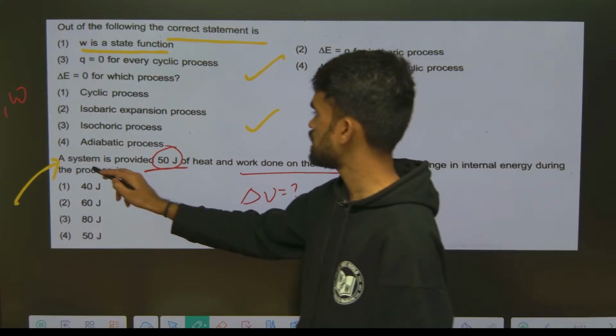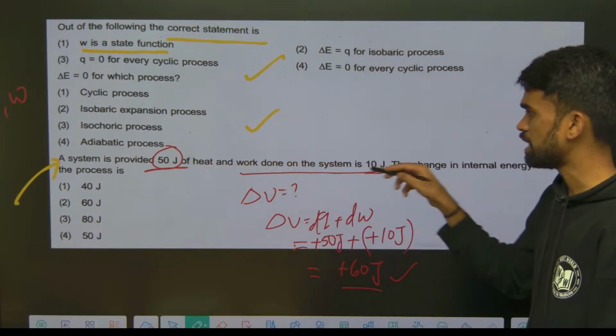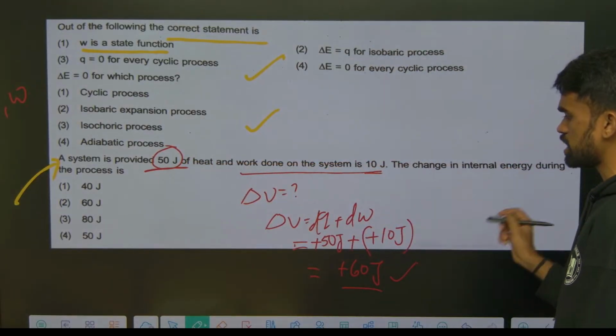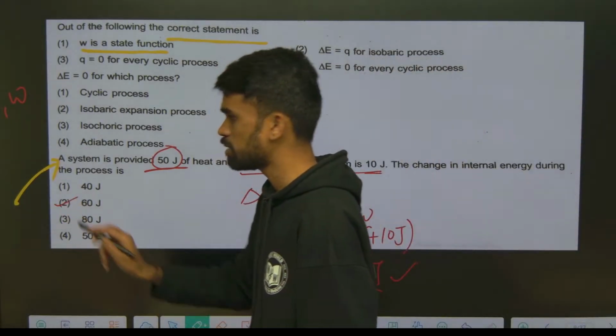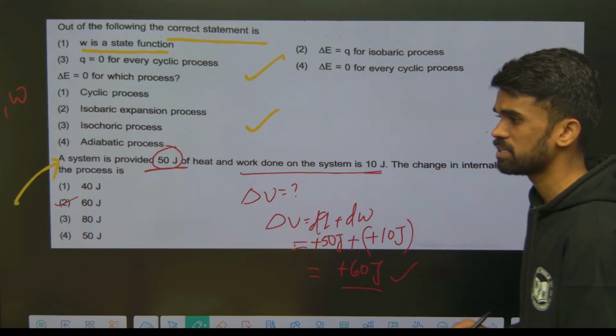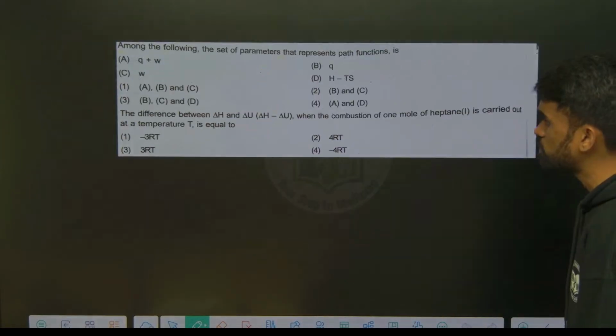So this will be your answer. A system is provided with 50 joules of heat and 10 joules of work is done on the system, so the change in internal energy will be plus 60. So option number 2 will be the perfect answer for this question. Hope it is also clear, right? Let us move forward with one more question here.